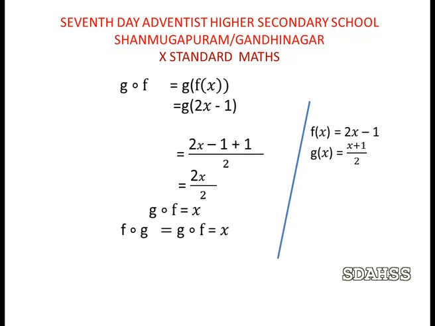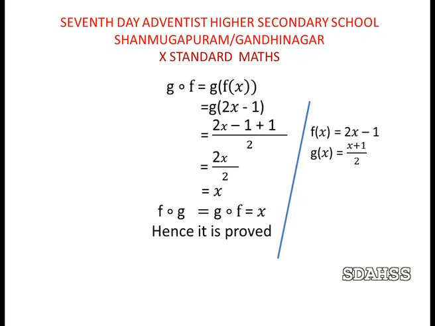Now you have f dot g is equal to x. G dot f is also x. So it is proved.